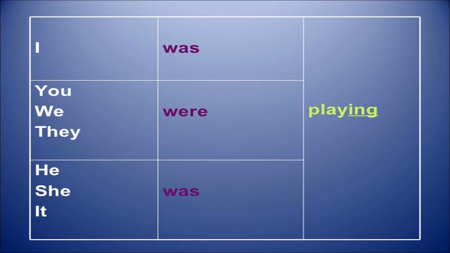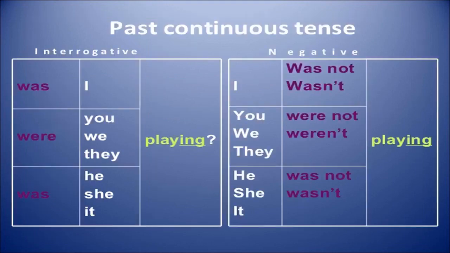For negative and for interrogative, after auxiliaries we will put not, and for interrogative, auxiliaries will come forward. For example, was I playing? Were you playing? Were we playing? Were they playing? Was he playing? Was she playing? Was it playing?